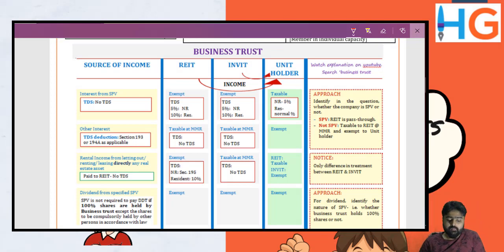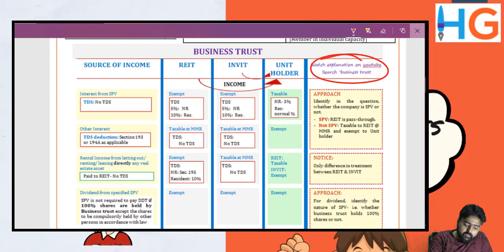To identify whether an entity is a pass-through entity or not, there's a provision. What do you mean by SPV? It is given in detail in my main lectures, and also it is available on YouTube. There's a lecture on business trust. In my main book as well, the first page of this chapter, business trust, is dedicated to SPV and MAT adjustments related to business trust. You may have a look at that.